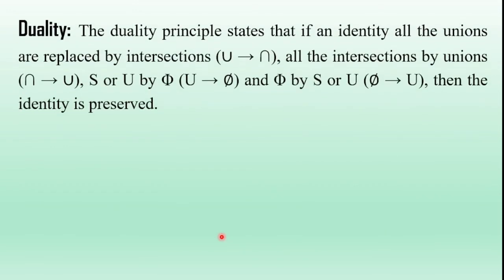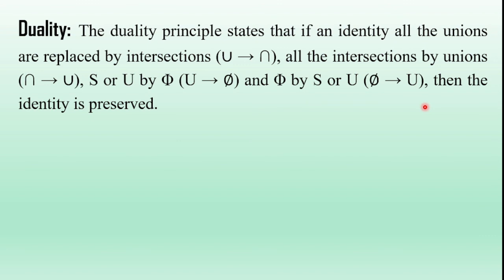The next operation is the duality operation. The duality principle states that in any identity, all unions are replaced by intersections. This is the union symbol and this is the intersection. The significance of duality is that all unions are replaced by intersections and all intersections are replaced by unions, and the universal set is replaced by the null set and the null set is replaced by the universal set. That is the duality principle.